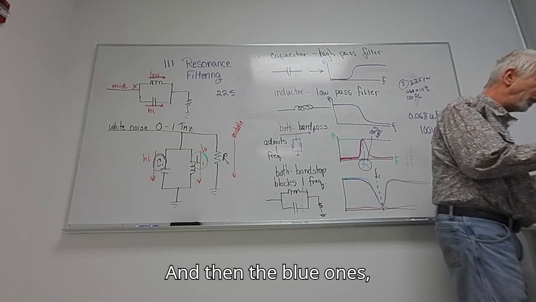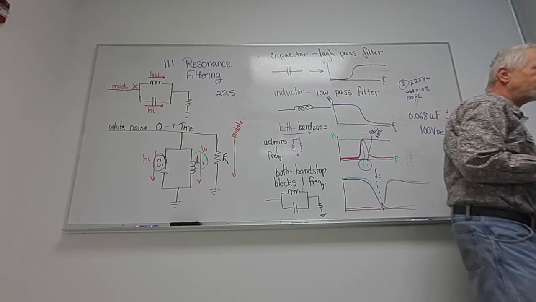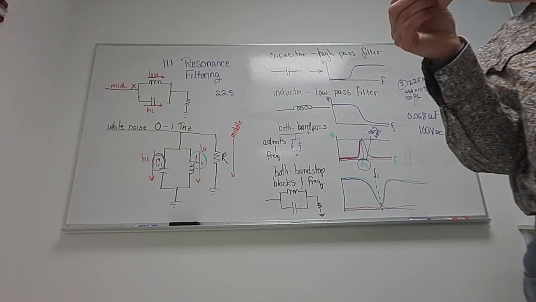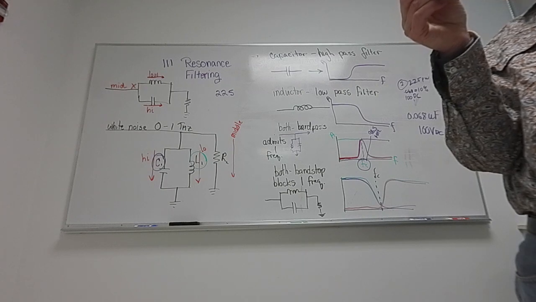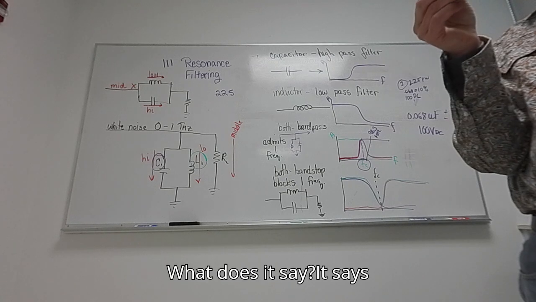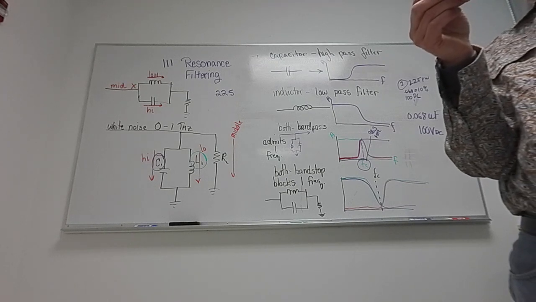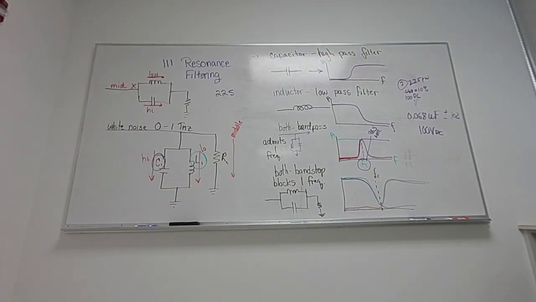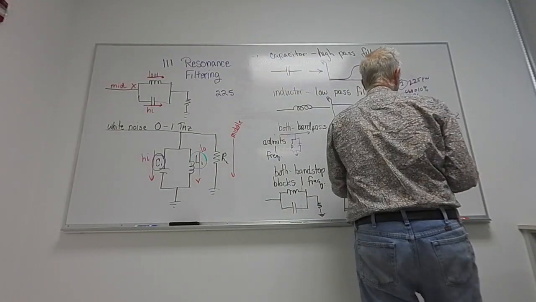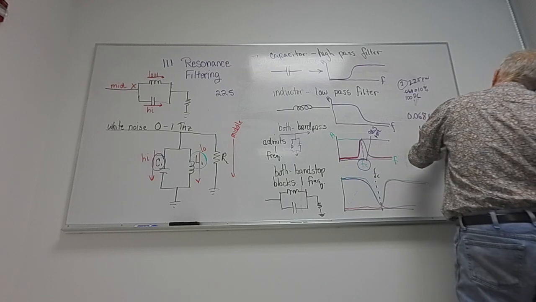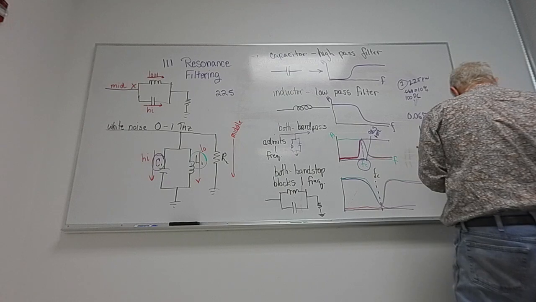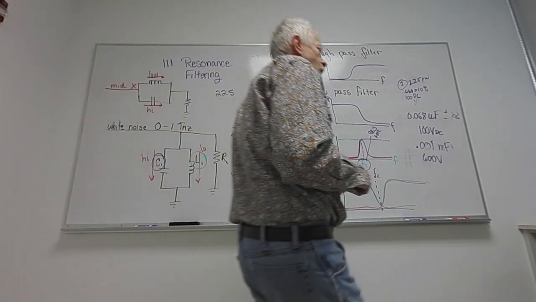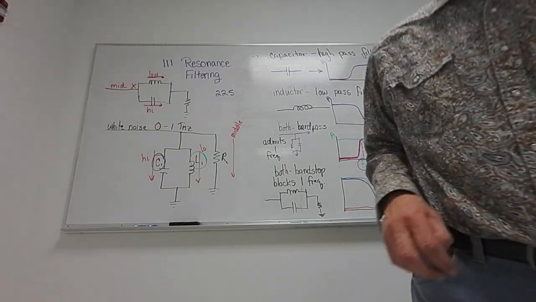And then the blue ones. What does it say? It says EUC 0.001 MFD 600 VDC. So 0.001 microfarad, and 600 volts. So this one can take more voltage than the other one can. They all have a value. They all have a data sheet somewhere.